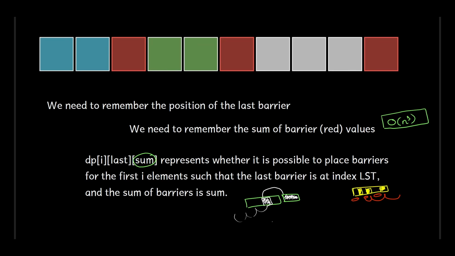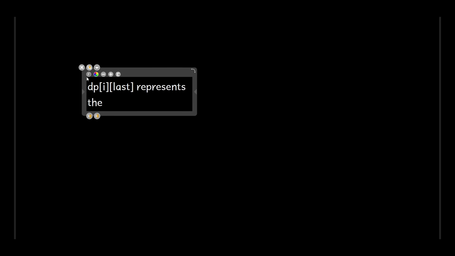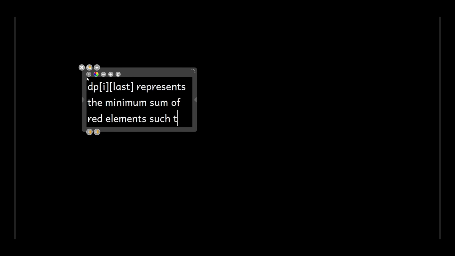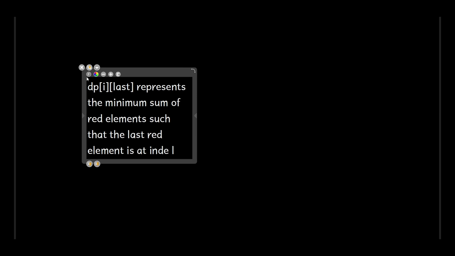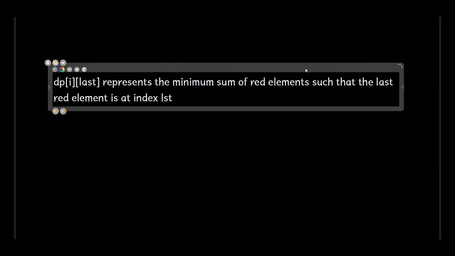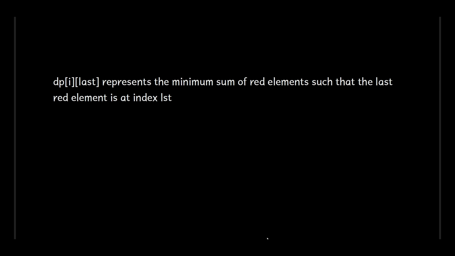So therefore, you can instead have a simpler DP definition like so. You can write dp of i, last represents the minimum sum of barriers, the minimum sum of red elements, such that the last red element is at index last. So if you have this DP definition, you can still implement it, and this is also correct, and it will give you the time complexity of O of n square. But can we optimize it even further?